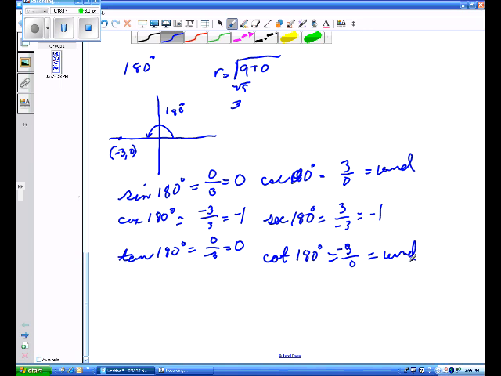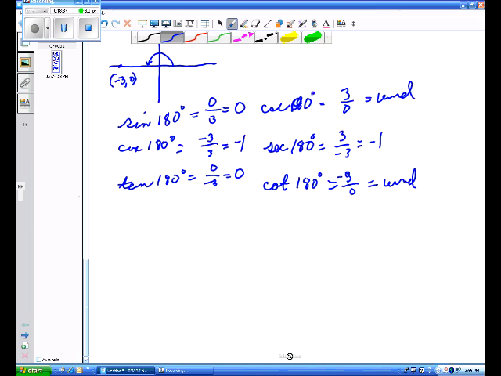So we can find our functions even if we have what was called a quadrantal angle, where it ends up on the axis. Later on, there's going to be some special angles that we will then memorize their values because we're going to use them so often, and 180 is one of those. But we'll look at that later as far as actually memorizing it.